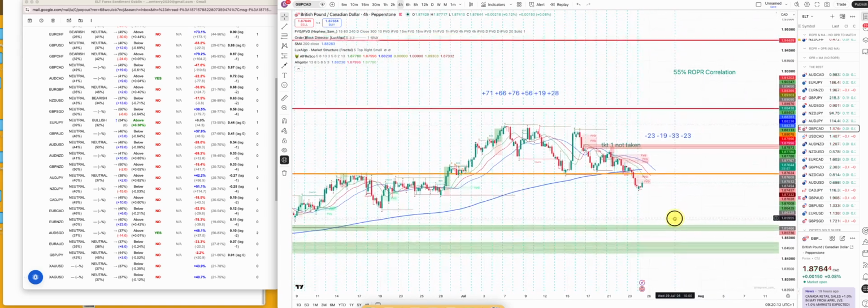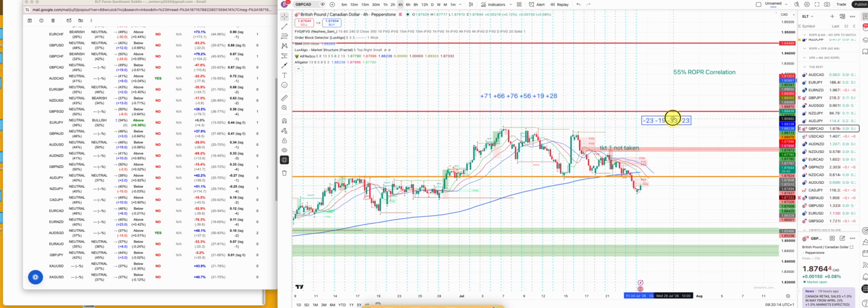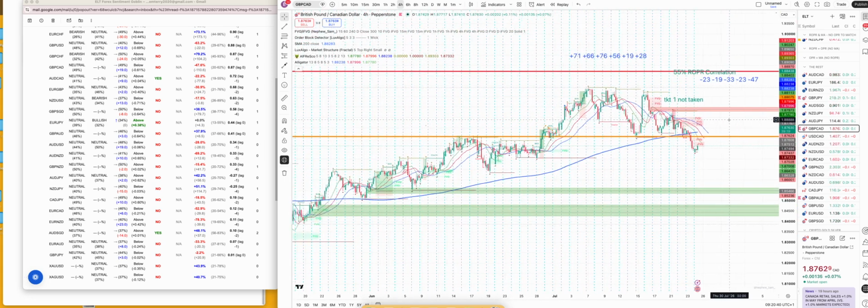What is happening here? So that was a short which worked, which went into profit. Let's have a look at the numbers on pound CAD. Minus 47, so it's very bearish. Pound CAD. Neutral and minus 47. Which would definitely fit with the chart.